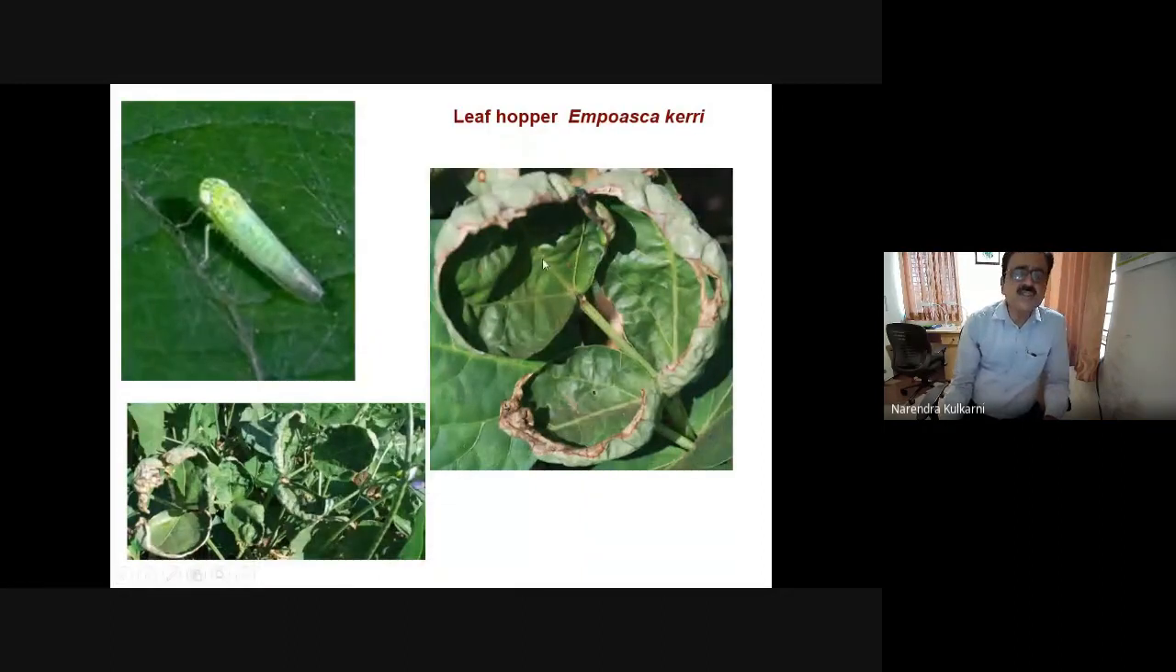And leafhopper, as you said, in cowpea, yes, the upward curling of leaves, and there is damage caused by this insect, especially in the month of September. So there is a problem of this leafhopper.